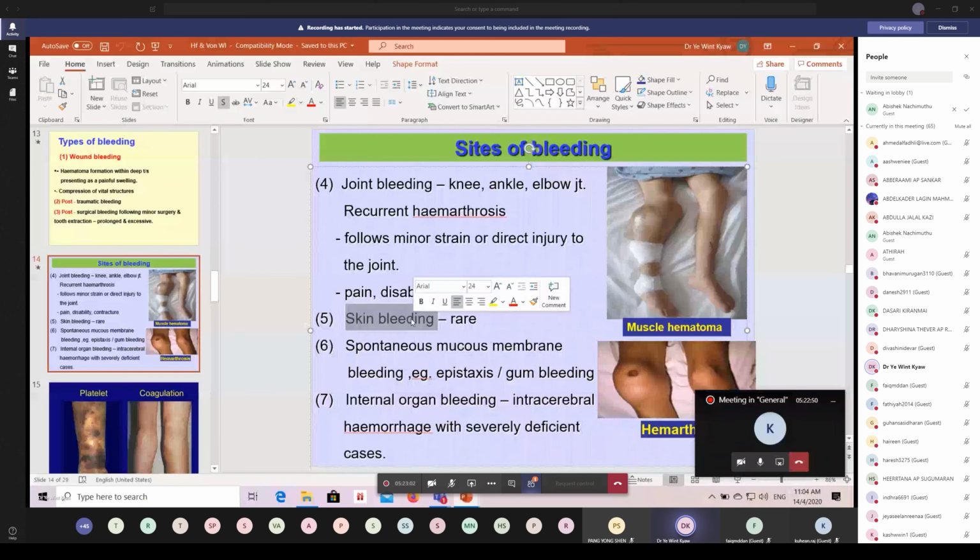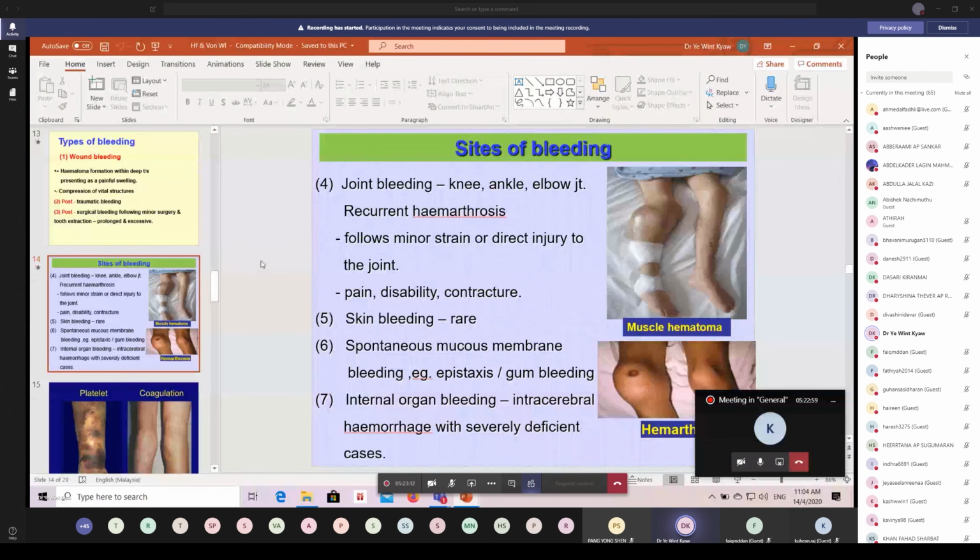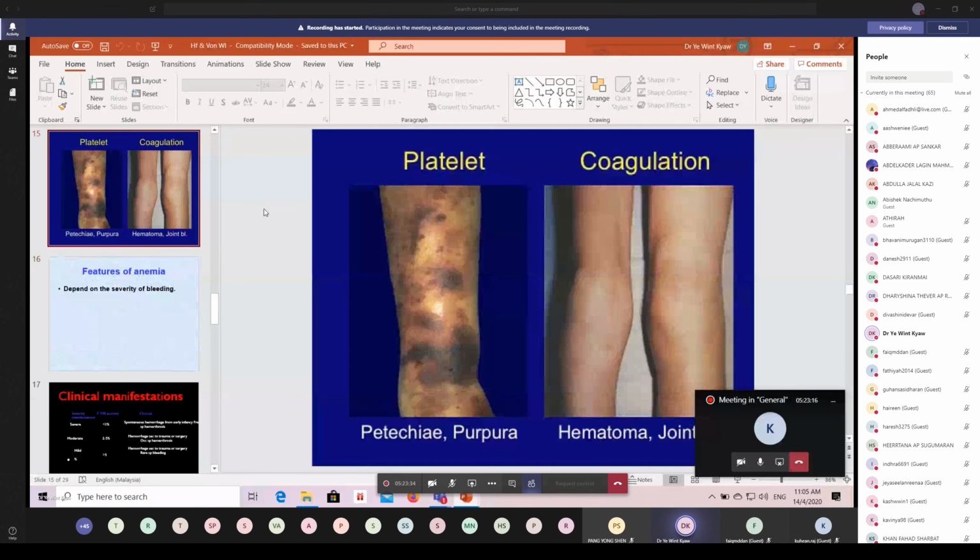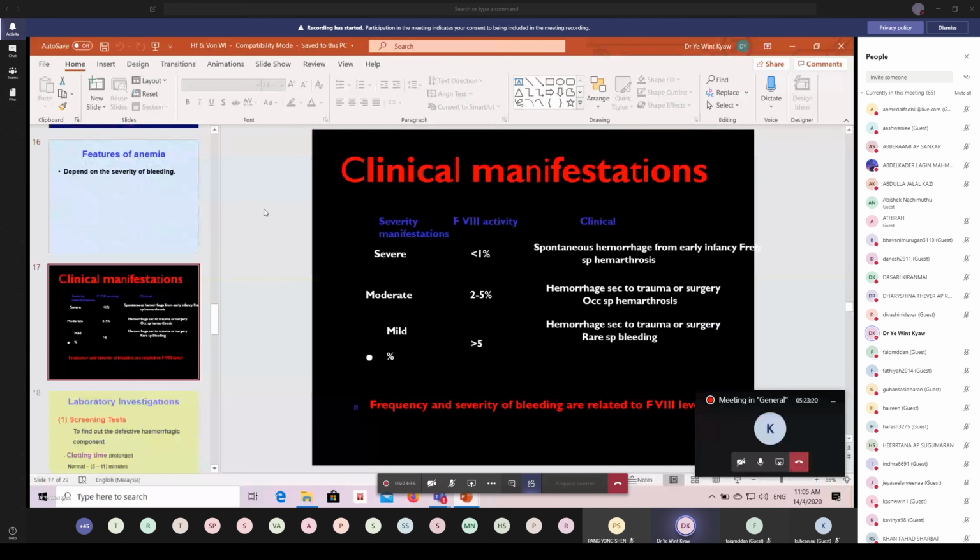Another one, epistaxis is common in platelet disorders also. After trauma, induced bleeding after surgery is common in coagulation defects. Yes, it's the same, it's factor activity. You need to know investigation, screening. You should know what are screening tests and what are confirmation tests.